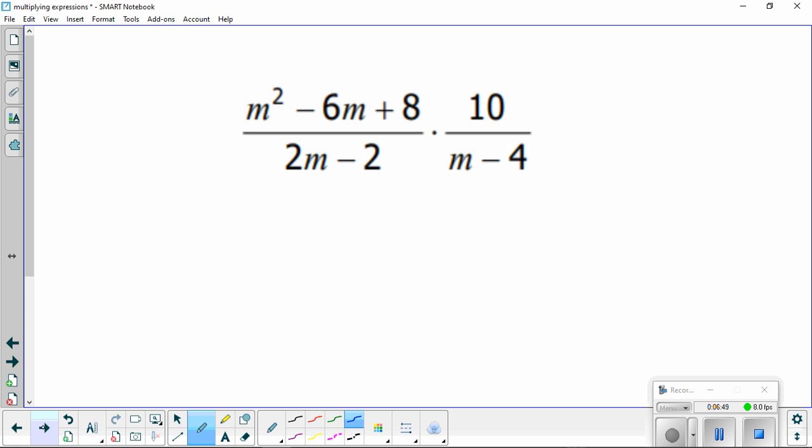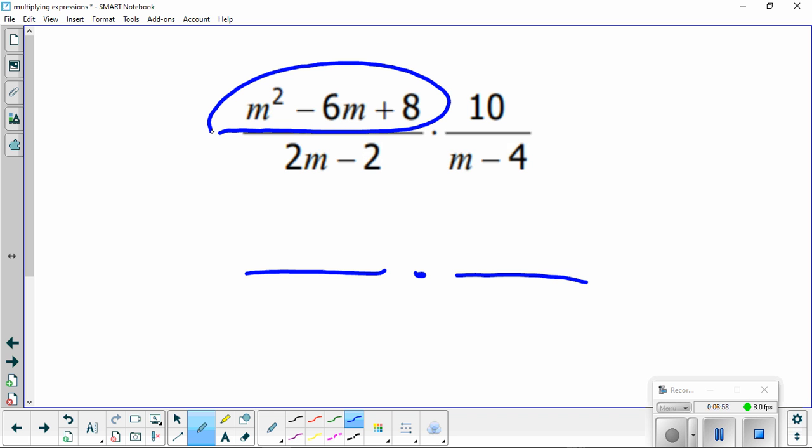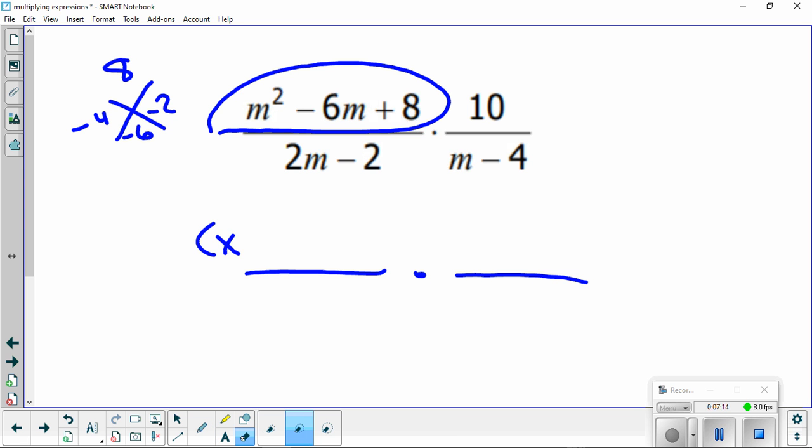Has everyone got something to write on? So let's start with this guy. Let's take this guy. Let's factor him, right? Factors of 8 that make -6. You should be writing this down. -4, -2. Is everybody cool with that? So I'm going to say, sorry, not x. M. M minus 4. M minus 2. Have I lost anybody? Everybody okay? I just did this guy. That's all I've done.